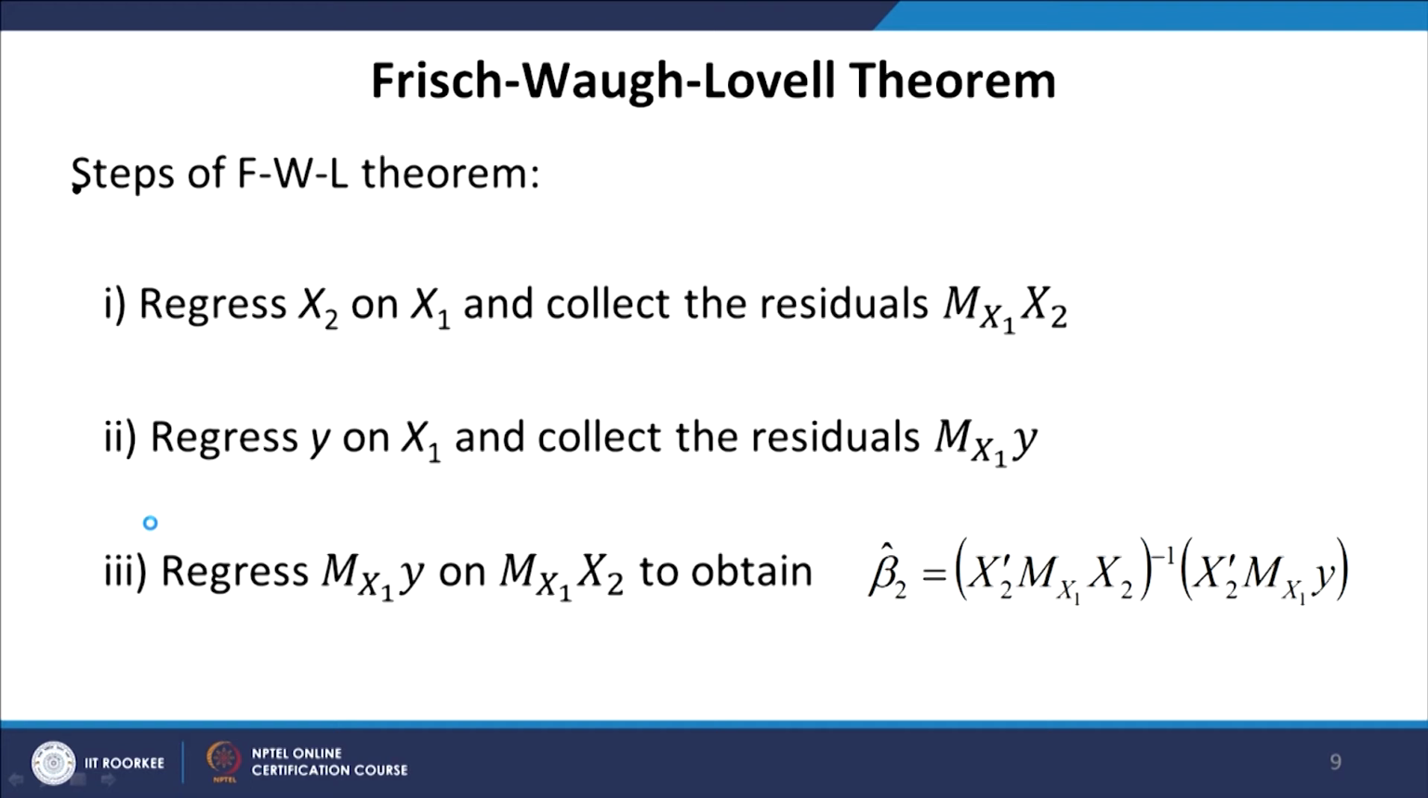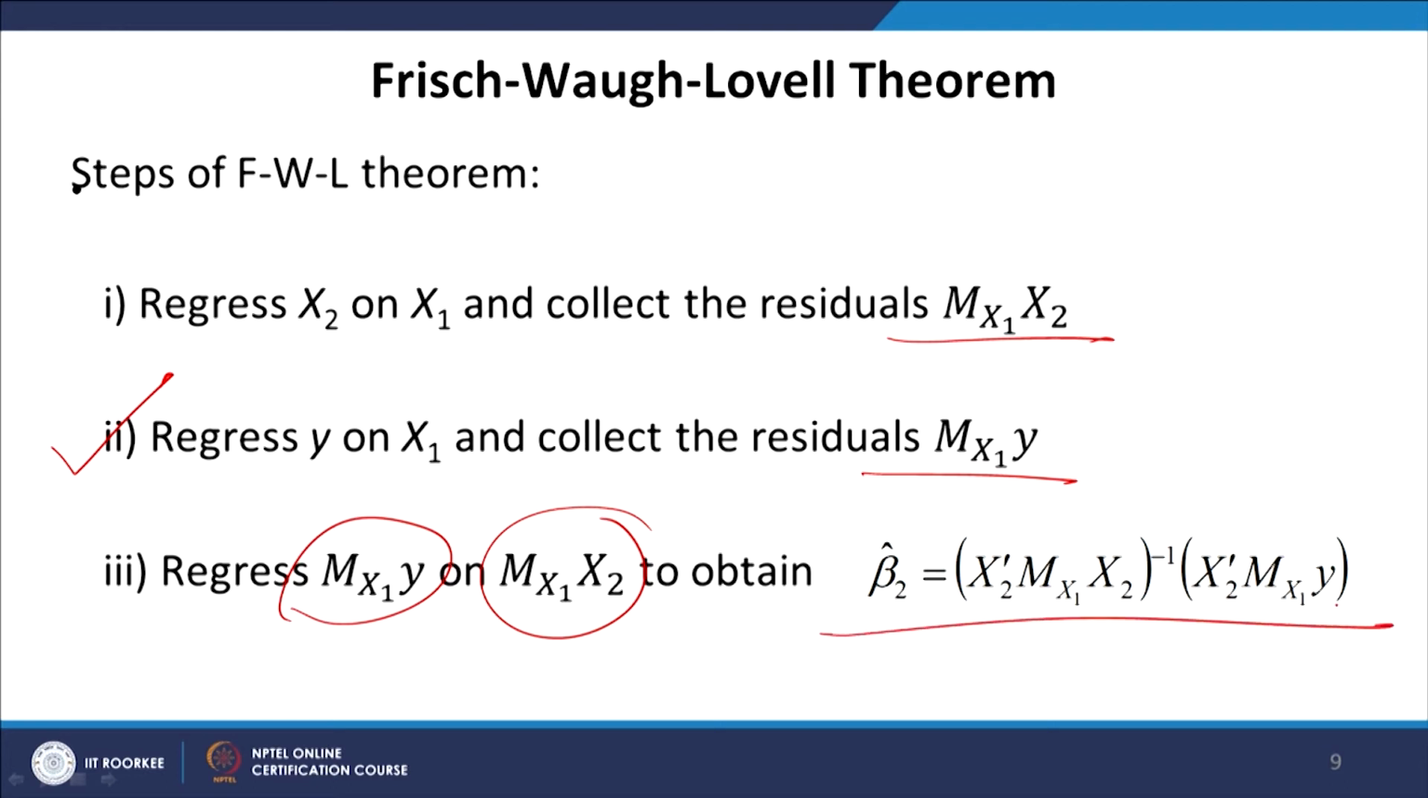Okay. So, what are the steps involved in the Frisch-Waugh-Lovell theorem? First of all, I regress x2 on x1 and collect the residuals Mx1 x2. Then I regress y on x1 and collect the residuals Mx1 y, and after that we regress Mx1 y, that is these residuals, on Mx1 x2, that is these residuals, to obtain beta 2 hat.